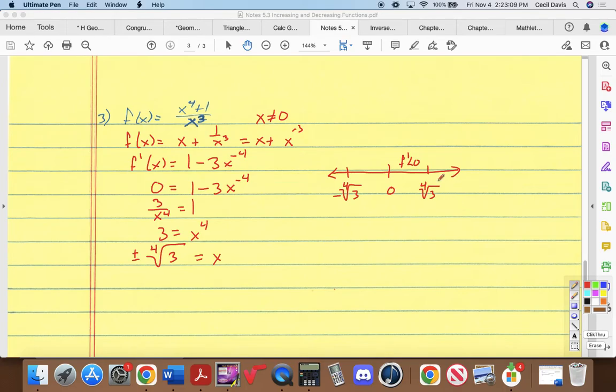Again, I don't know exactly how big this is, but I know it's less than 10. So substituting in 10, that's going to be 1 minus 3 over what? 10,000? So that's going to be positive. And the signs just alternate. Didn't quite make it.